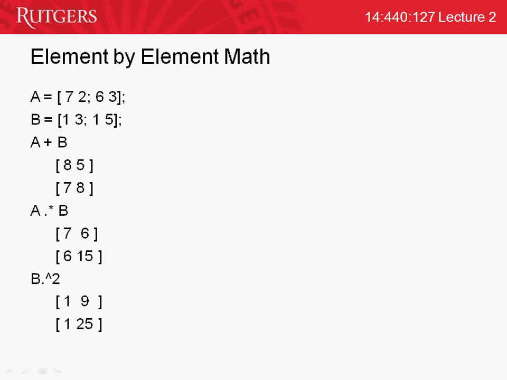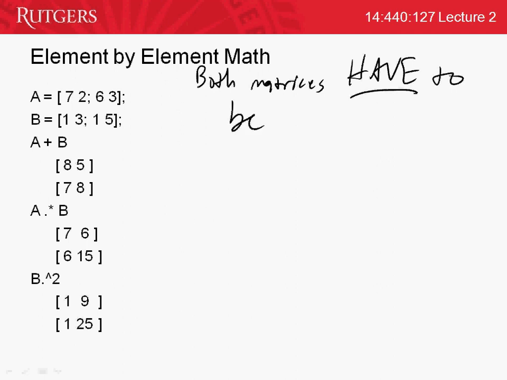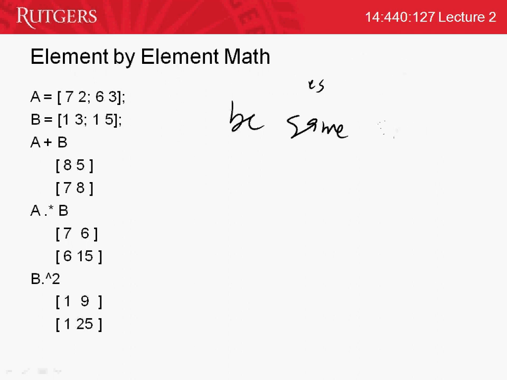Okay. Another thing we can introduce is doing basic math operations on matrices and vectors. And here we'll do element by element math. The key with element by element math is basically both operands, both matrices or vectors, have to be the same size. And what it's going to do is basically add, subtract, etc., multiply corresponding elements. And so let's do some examples.